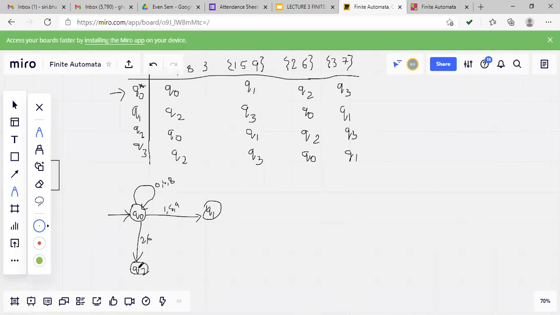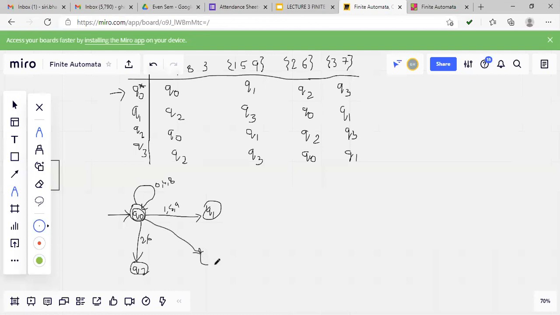Yeah, I'm coming to that. I have started just with the start state. Yes, you are right. Q0 is the final state, so we have to show it with a double circle. I thought I'll complete this and then come to that. It's okay, fine.